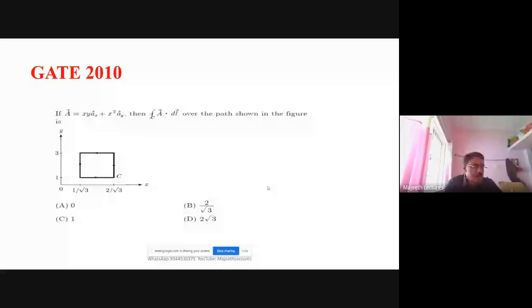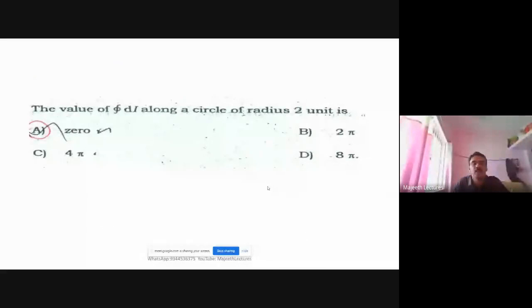Okay. Right, and this is one more question asked in GATE. If time permits, I will solve it. Otherwise, you solve and tell me the answer. I will clarify it. Fine. And here you see one more simple question. Here, what is the value of the closed integral dl of a circle of radius 2?